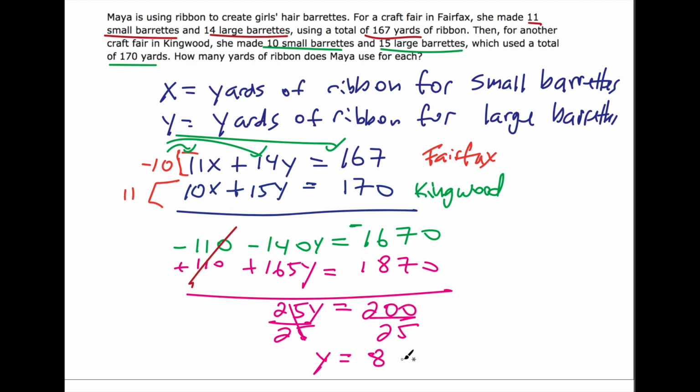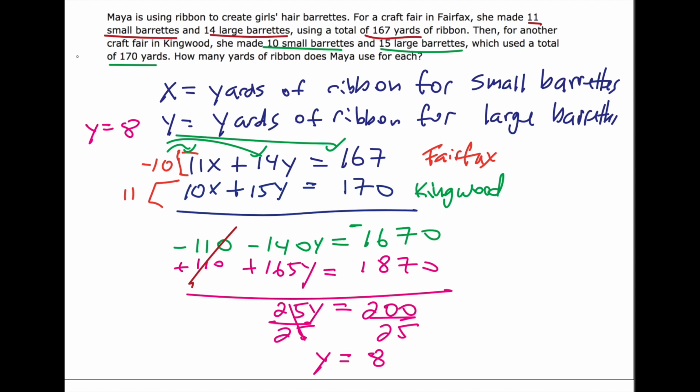Okay, so what does that mean? Go back over here. y is yards of ribbon for large barrettes. Okay, so we have y is 8. I guess I'll put that up here. Got half our answer. And to find out x, the yards of ribbon, the length of ribbon for the small barrettes, plug in this y for y in one of the two originals.